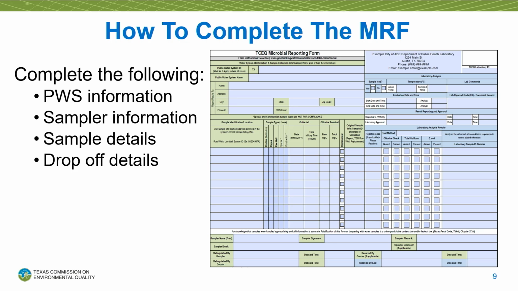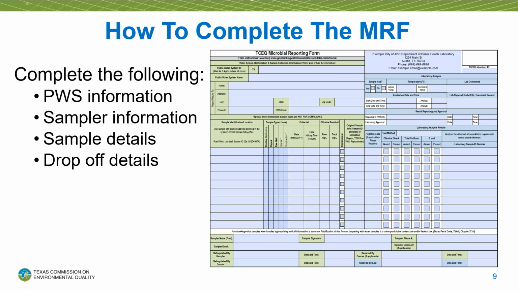Next, we're going to talk about the sample details. On the left-hand side, the sample location. Again, this is coming from your sample siting plan. This is saying that this sample was from a predetermined location because it was on my sample siting plan. Next to that is the sample type. What type of sample are you submitting it for? Then the date and time of collection, and a measured chlorine residual. That is really important because this column is often missed, and when that's missed, it can lead to sample rejection.